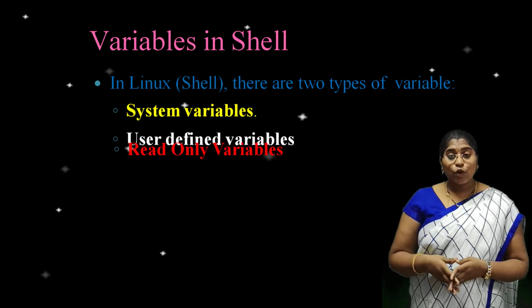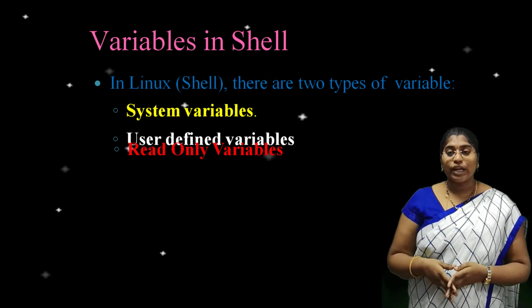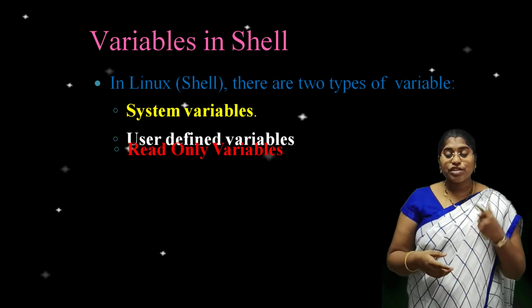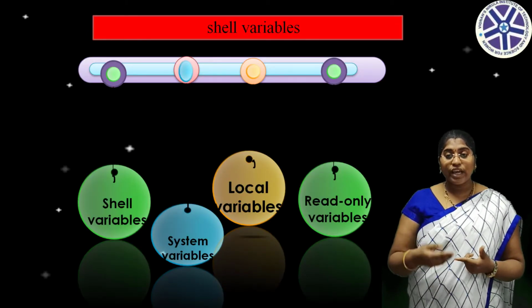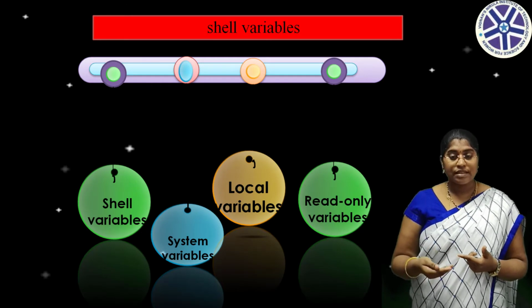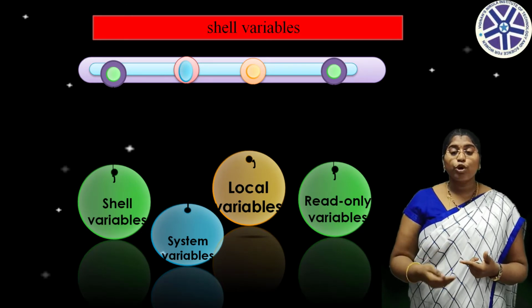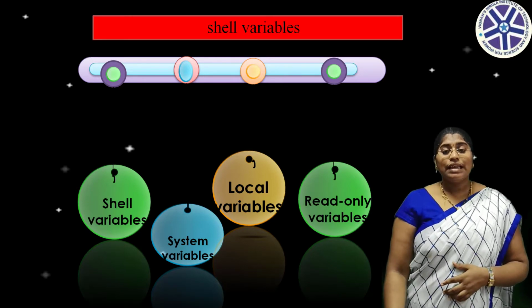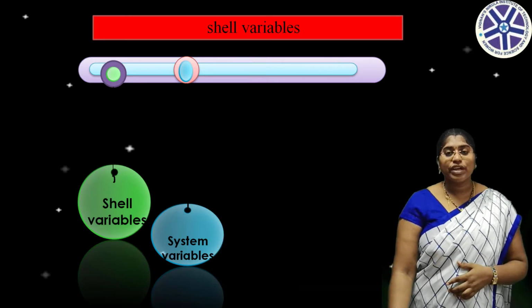There are three types of shell variables in Unix. The first one is system variables, or environment variables, or global variables. The next one is local variables, or user defined variables. The third one is read only variables. Let's see the first type, system variables.